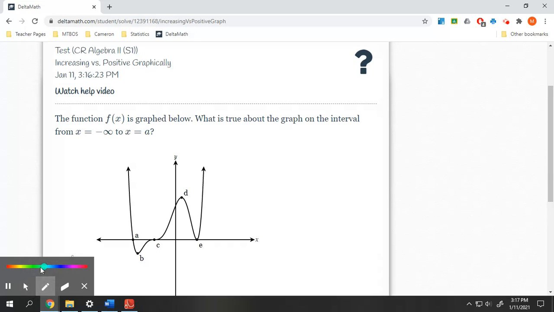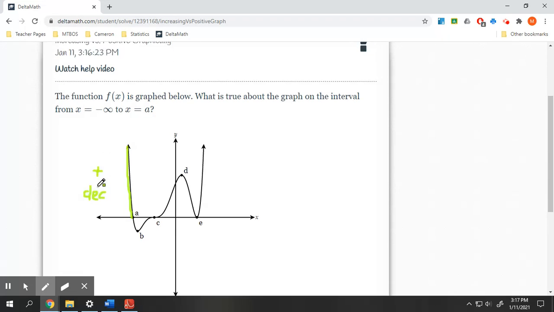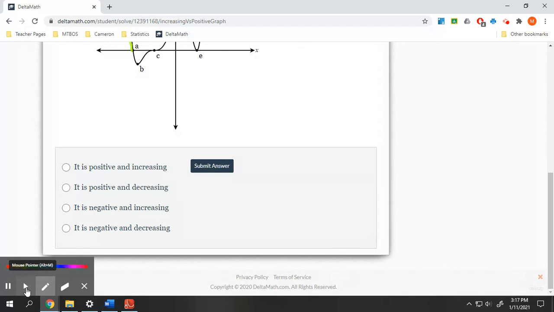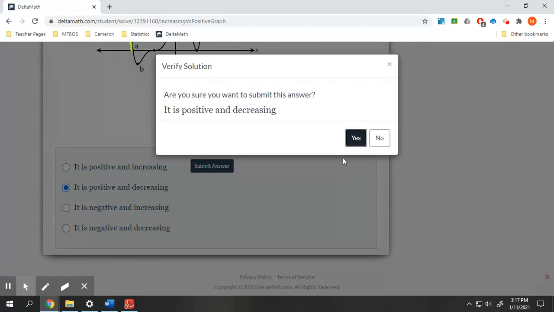So negative infinity to a is going to be this segment right here. So we're from negative infinity up to a, and then we're stopping there. So here's what I noticed about this. First off, this is above the x-axis, so I know that this interval is positive. And then finally, if we're looking from left to right, this is a decreasing interval. So this interval from negative infinity to a is a positive interval, and it is decreasing. So positive and decreasing will be my answer.